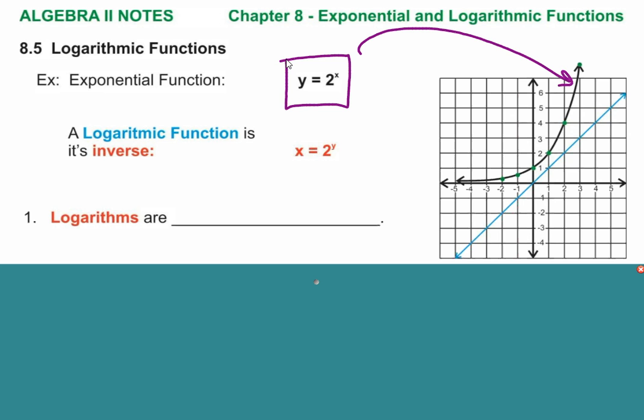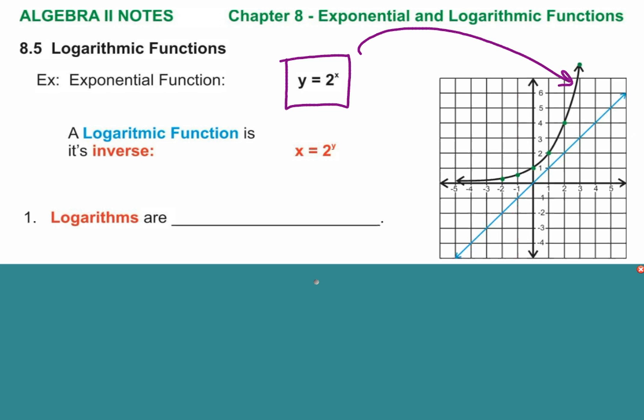Now, a logarithmic function is its inverse. If you take a look, notice that where you have y, we now have x. Where you have x, we now have y. And so it's the inverse. All right, we talked about inverses. We said that they are mirrored about a 45-degree angle. So I've included that reference line there, that 45-degree angle. And so using the points and the inverse, we can graph it.